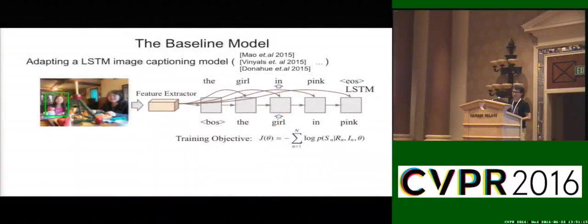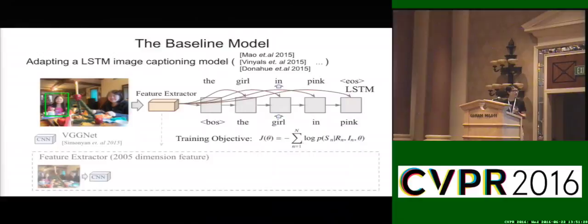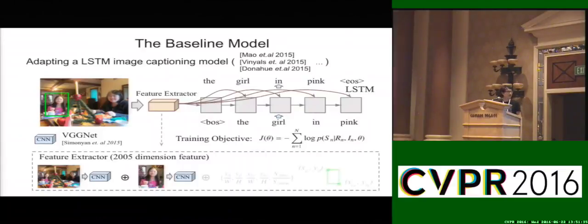So here is our baseline model. This is a CNN and LSTM model, which is very similar to LSTM image captioning models, except that we replace the feature extractor with a region feature extractor. It has three parts. The first part is the whole-frame CNN feature extractor. The second part is the region feature extractor. And the third part is the bounding box coordinate and size feature extractor. We concatenate these three parts together and feed them into an LSTM model to decode into a sentence. The training objective is the log likelihood of the sentence given the region and image.